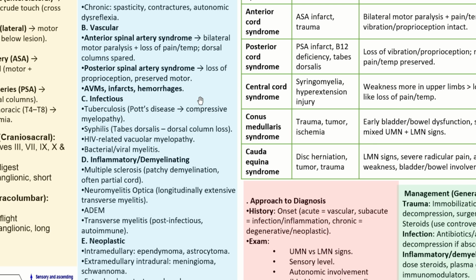Then we have HIV-related vacuolar myelopathy, bacterial and viral myelopathy. We can have the inflammatory or demyelinating diseases like multiple sclerosis, and in a moment I'm going to talk about multiple sclerosis and give you all the high-yield facts about this. We can have neuromyelitis optica, which is a combination of optic neuritis, which is inflammation of the optic nerve, and when we have inflammation of the optic nerve, most of the time we're going to have blindness setting in, accompanied with longitudinally extensive transverse myelitis.